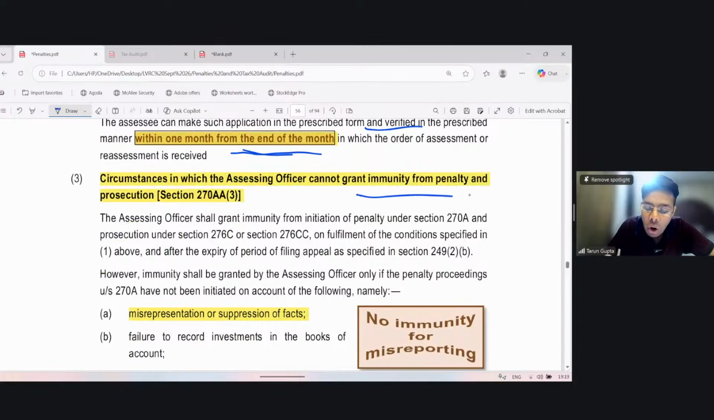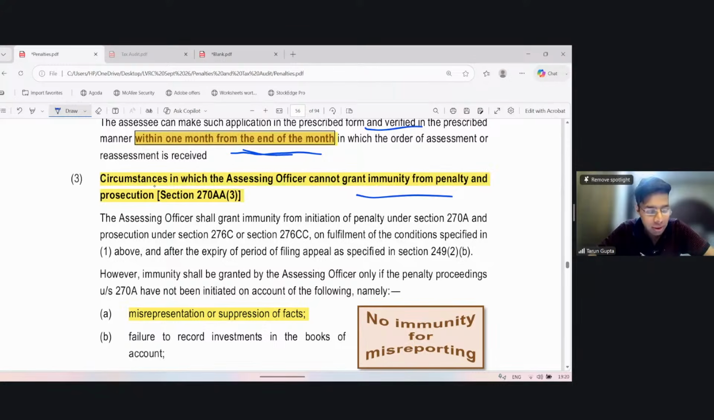Circumstances where the AO cannot grant immunity. So in which cases can the AO not grant immunity? If you have paid the tax and interest, if you have made an application within 1 month from the end of the month, and you have forgone your right to appeal, then the AO is duty bound to give you immunity. But however, in the following cases, the AO can reject your application and shall not give you immunity. Okay, understood? So it's not a discretionary provision on the AO. If you satisfy the conditions, then the AO is duty bound to give the immunity. But in the following cases, the AO is not duty bound to give the immunity. The AO will not give you the immunity.